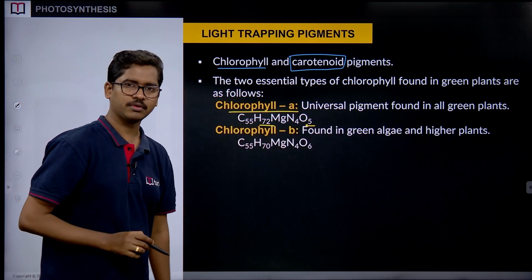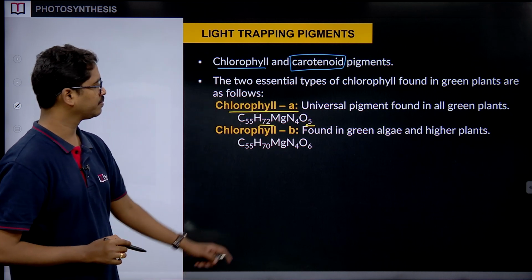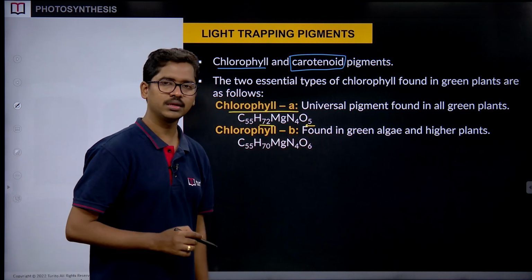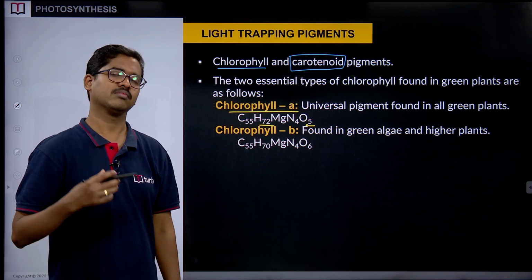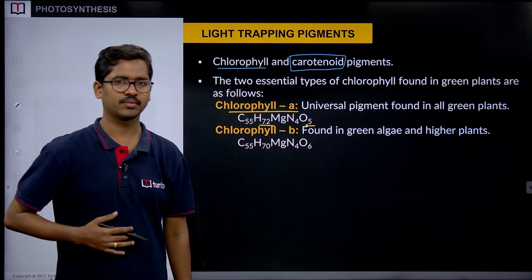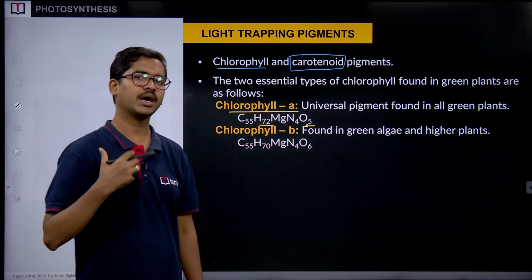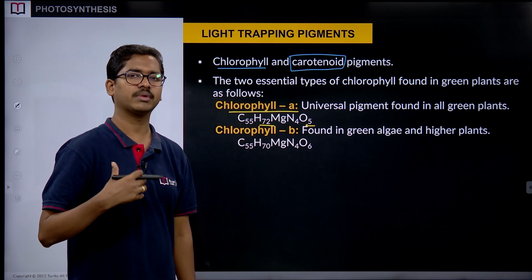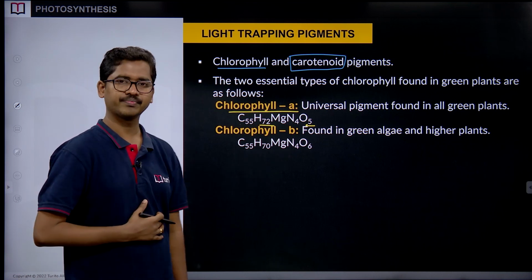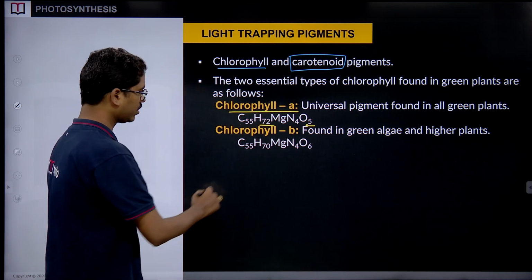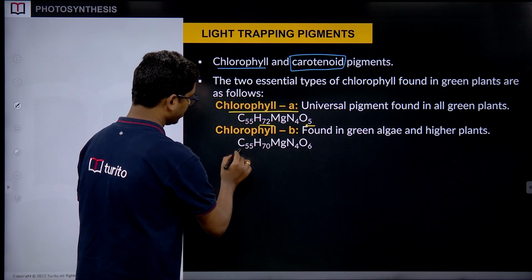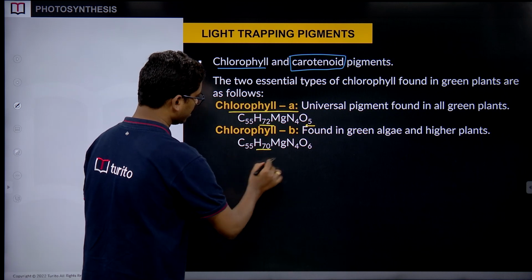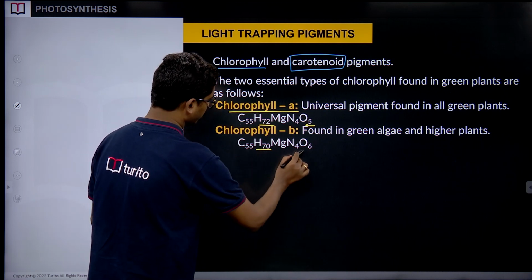Chlorophyll B, if you observe, is mostly found in green algae and some of the higher plants. Higher plants means those which have high-end tissues and mechanisms for their bodily functions. This is the chemical formula of chlorophyll B: C55H70MgN4O6.